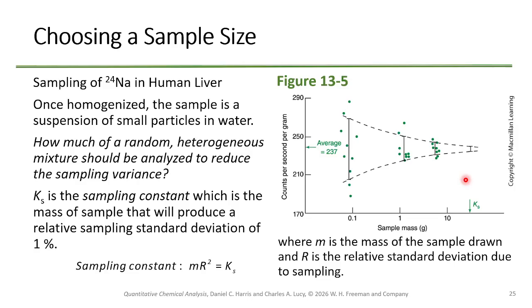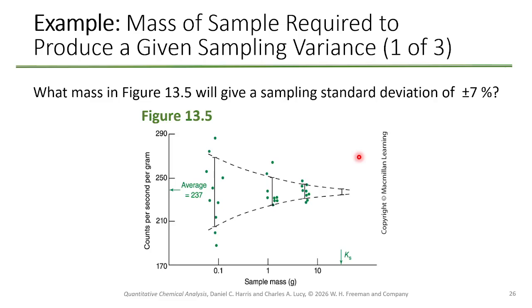All right. Now, the sampling constant, this is actually m r squared equals Ks. M is the mass of the sample drawing. R is the relative standard deviation due to that sampling. And then Ks right here is going to be for the 1% right there. So, if we were to look at this figure right here, what mass in this figure is going to give you a sampling standard deviation of plus or minus 7%?